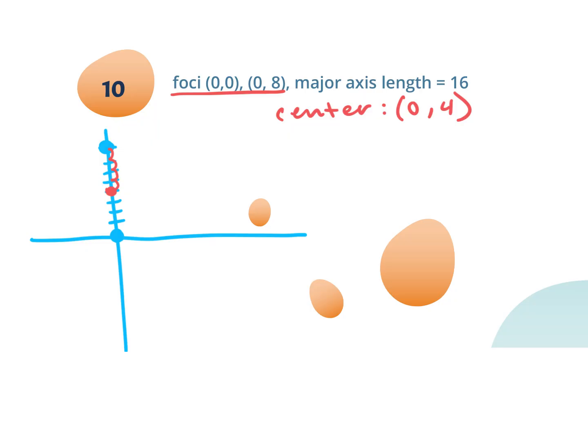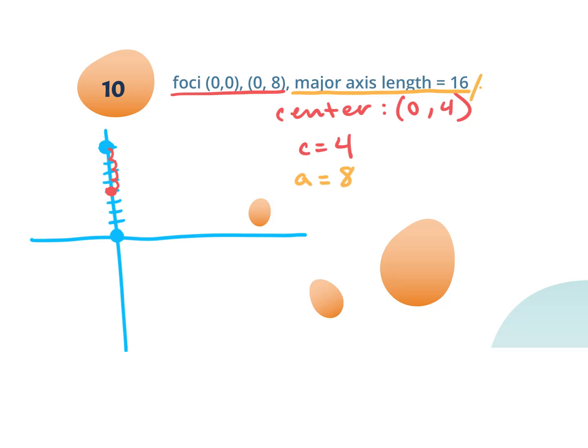So distance from the center to the foci would be what? A, B, or C? C. Distance from the center to the foci is C. So C would be 4. Now our major axis length is 16. Major axis would tell us what A is, so what would A be? If the length of the whole major axis is 16, what do we do with that? Cut it in half. So A would be 8.